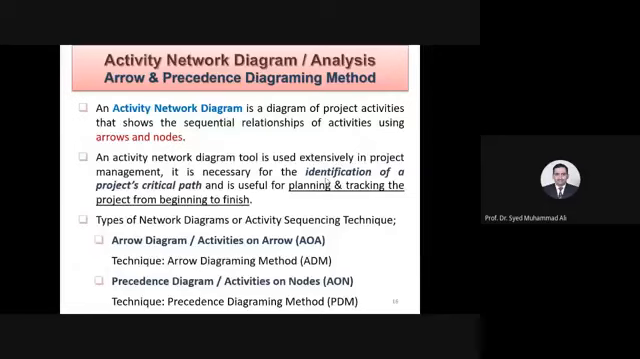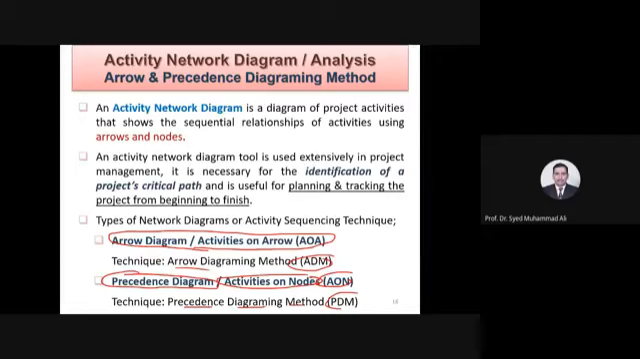There are two types of things which are happening. One is called the arrow diagram, activities on arrows. I will explain. The other one is called the precedence diagram, in which the activities are on nodes, AON. It is also called the precedence diagram method, PDM. And this is called the arrow diagram method, ADM. We will see it. I will just explain it. Just keep in mind, there are two network diagrams.